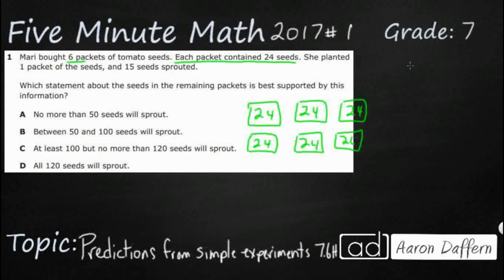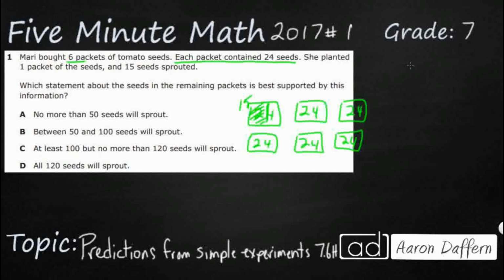So she planted 1 packet of seeds and 15 seeds sprouted. So half of 24 is going to be 12. 15 is a little bit bigger than that, so I'm going to draw a line a little bit more than halfway, and do a little bit of light shading right there to say that a little bit more than half of her 24 seeds actually sprouted.